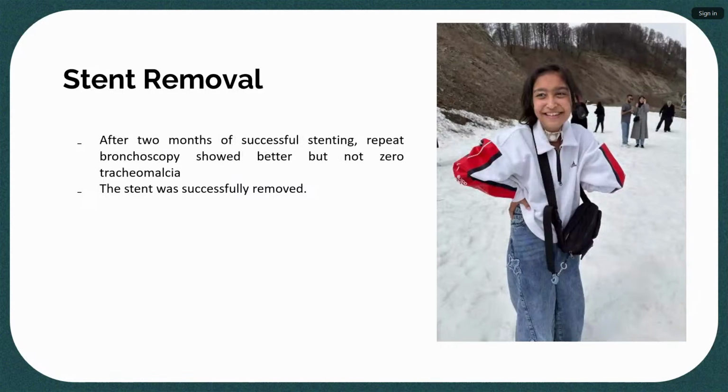Following that, her clinical course changed and improved remarkably. The stent was removed, and a repeat airway reassessment was done with a bronchoscopy, and it had improved remarkably with reduced tracheomalacia. This allowed us to reassess her readiness for another decannulation attempt.